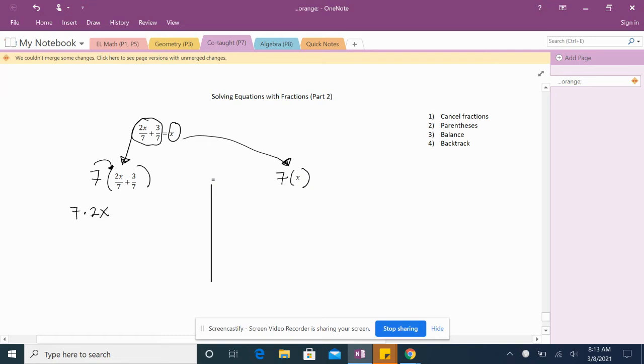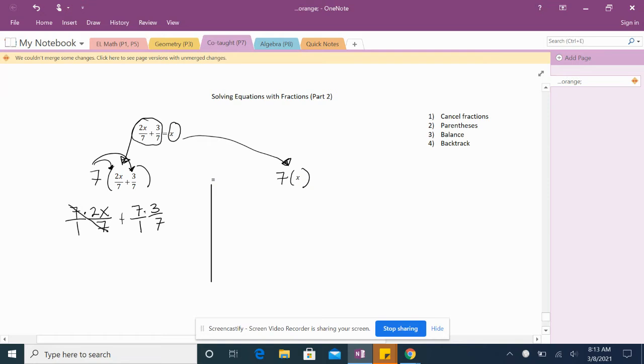7 times 2x over 7, plus 7 times 3 over 7. No number exists below the sevens, so I can put 1 because 1 does not change the value of 7 when we are dividing.